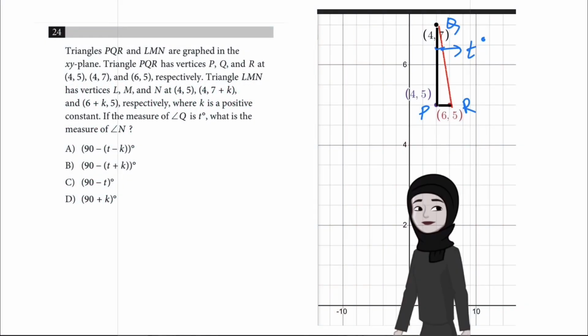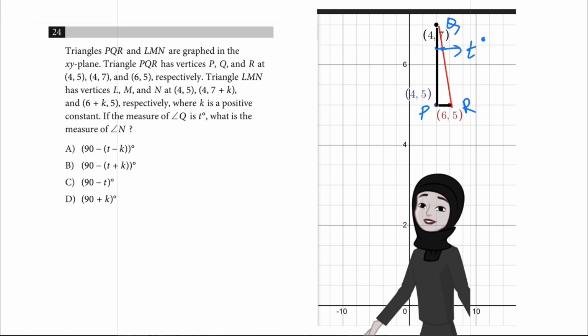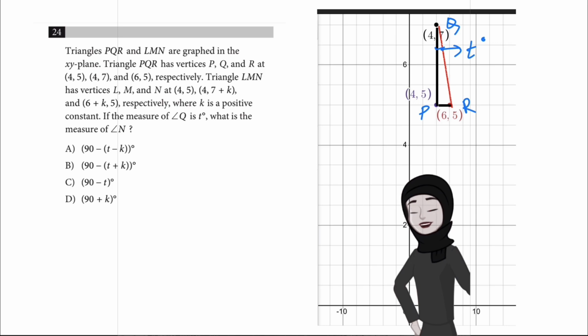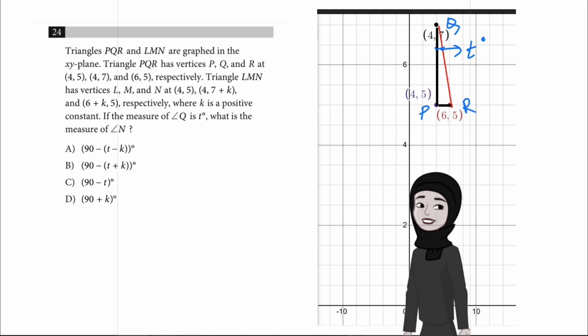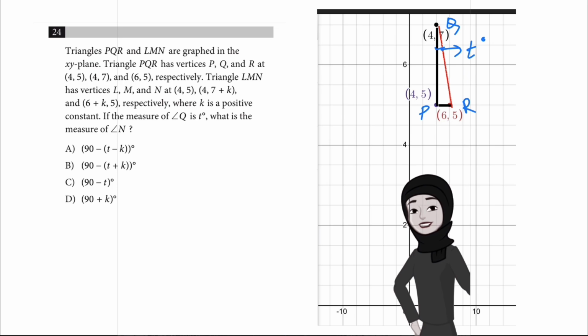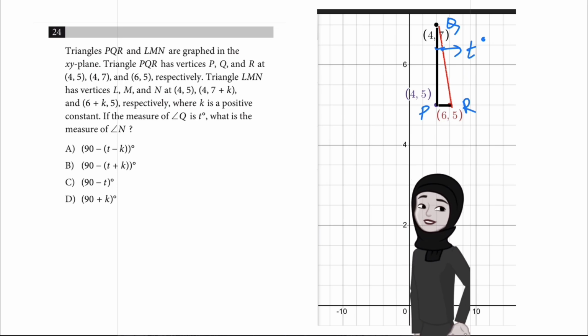Question number 24. Triangles PQR and LMN are graphed in the XY plane. Triangle PQR has vertices P, Q and R at (4, 5), (4, 7) and (6, 5) respectively. Triangle LMN has vertices L, M and N at (4, 5), (4, 7 plus K) and (6 plus K, 5) respectively, where K is a positive constant. If the measure of angle Q is t degrees, what is the measure of angle N?